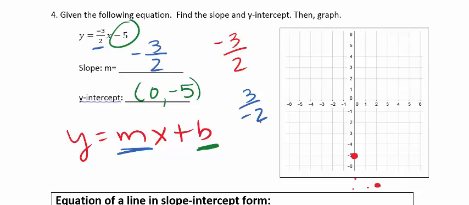That would tell me that I can go up 3 units and then to the left 2. So 1, 2, 3 up to the left 2, 1, 2, 3 up to the left 2. And there gives me a couple more points that are actually on my coordinate graph. Go ahead and connect the points and graph the line. Here we've graphed the line, and we can see that the line is going down left to right, just like our slope said it would, because we had a negative slope.